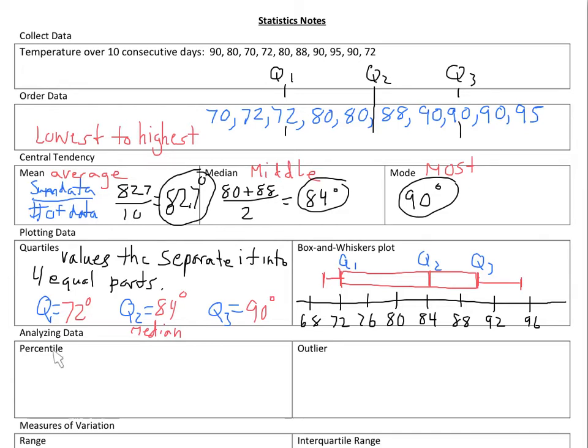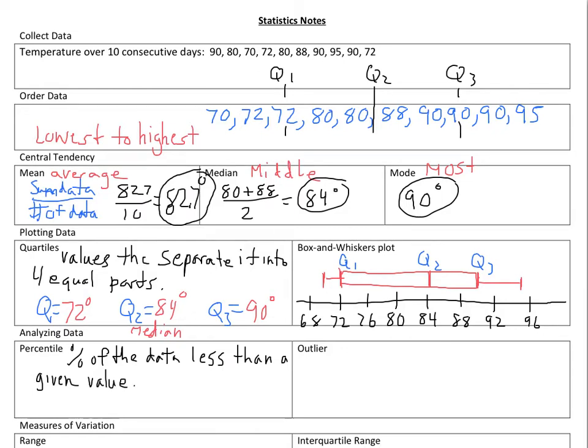Now, percentiles are basically what percent of the data is below a given number. Percentiles, let's just write that out. Percentile is the percent of the data below, or less than, let's put less than, it's actually below, less than a given value or data point.